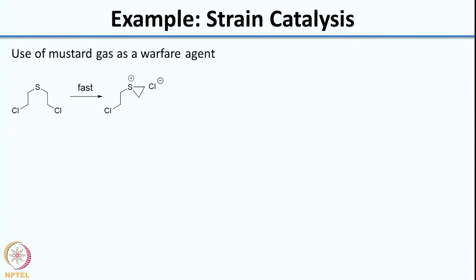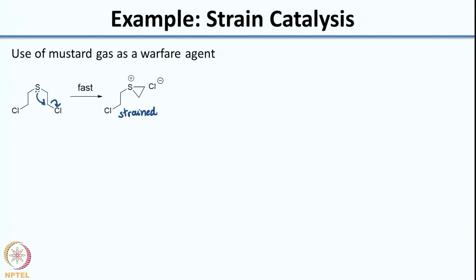This is a classic example of mustard gas, which was used as a warfare agent in World War. It is known to interact with DNA and proteins. How it works is, you have this compound here, and you have an intramolecular reaction. The lone pair on the sulfur can come in and kick out the chloride. So what you generate is this strained species.